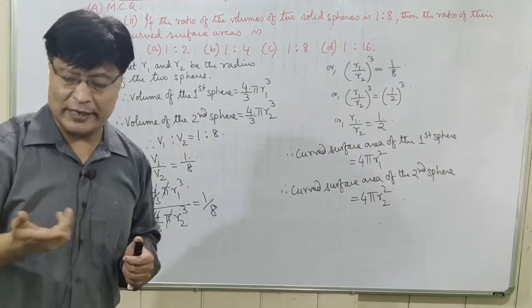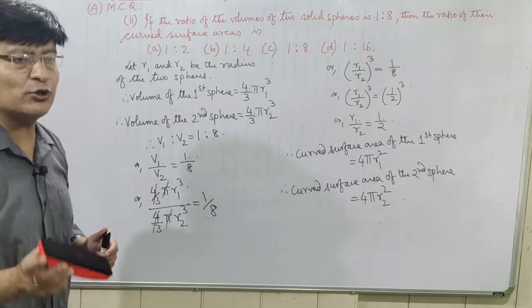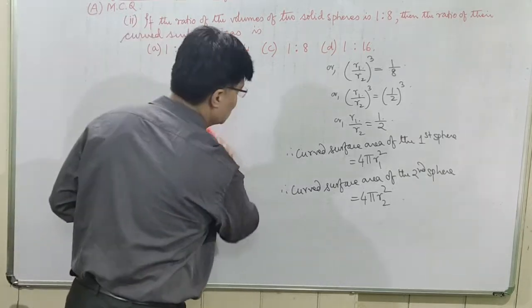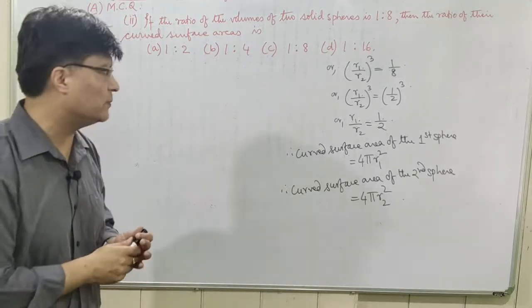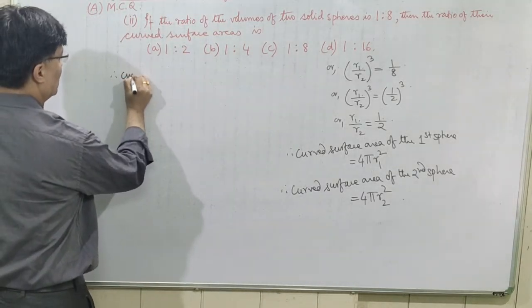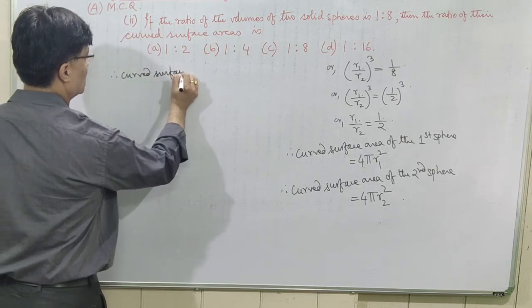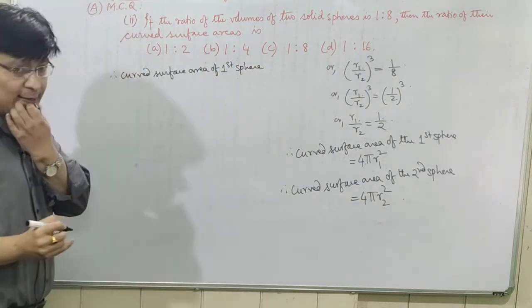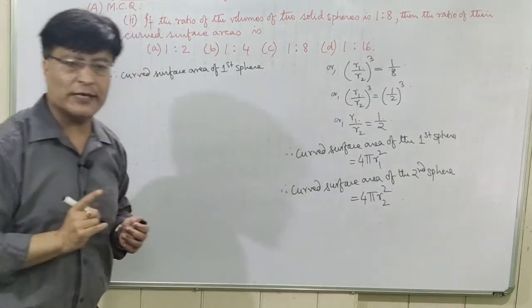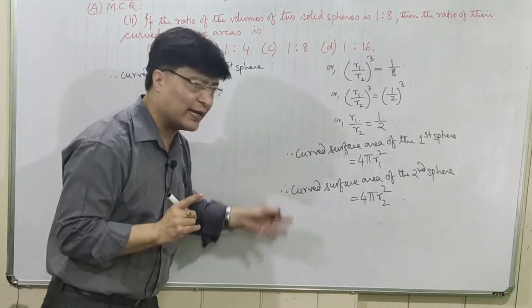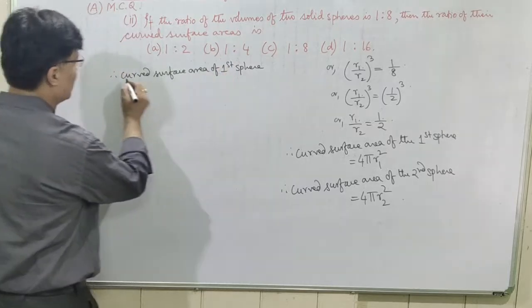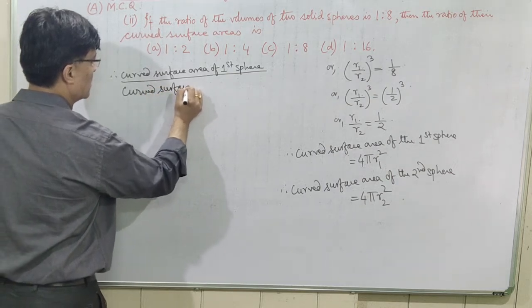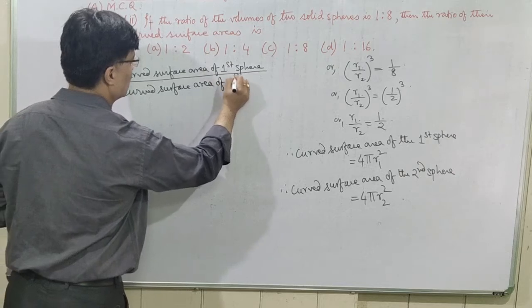Okay. Now we have to find out the ratio of their curved surface area. In order to get the ratio, let us write these two curved surface areas in terms of fraction. That is, therefore, curved surface area of the first sphere divided by what? Divided by the curved surface area of the second sphere.